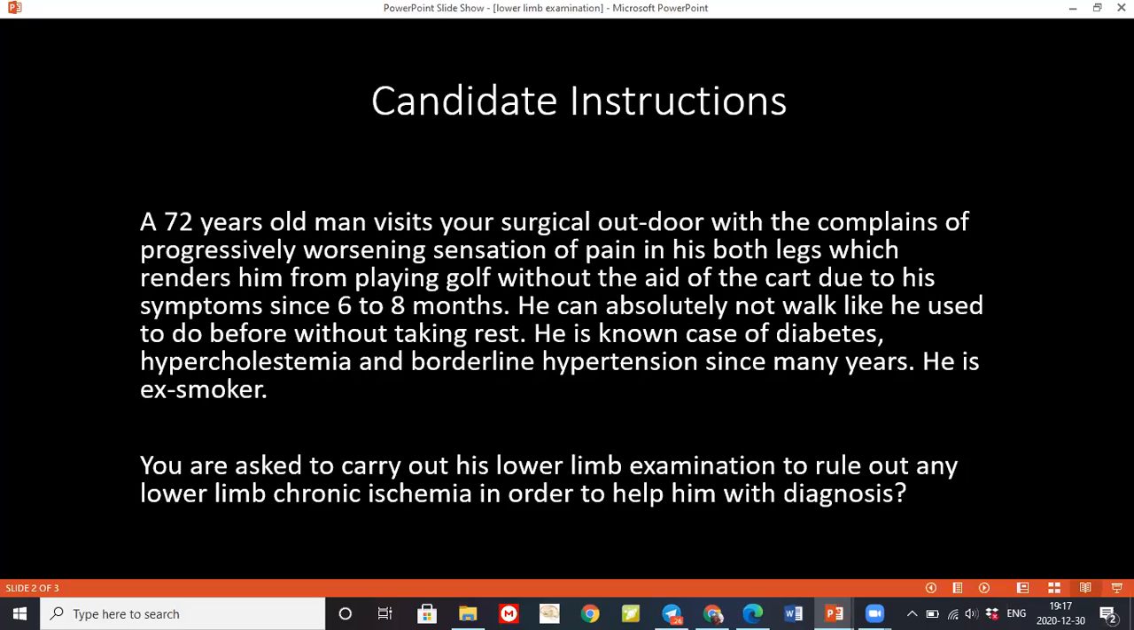What is the normal capillary refill time? Within 2 to 3 seconds there will be refill, or less than 2 seconds. Yes, less than 2 seconds. Good. Yes, ma'am.